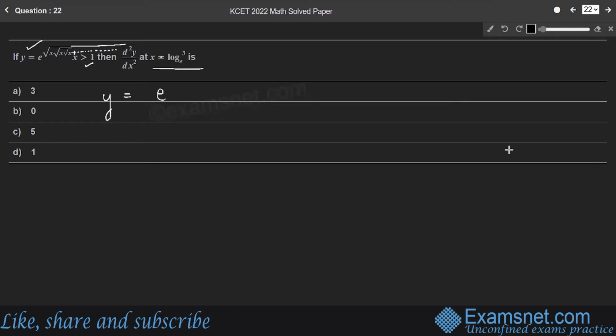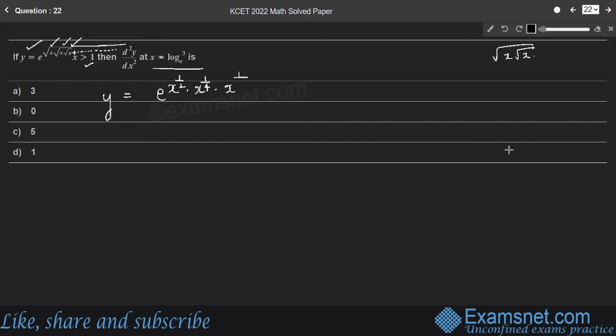e to the power of square root of x. Here we'll consider first the square root of x, which is nothing but x raised to 1 by 2. Into, we'll consider the second square root of x, which is square root of x into square root of x, which is nothing but x to the power of 1 by 4. The third x we'll consider, which is inside the square root, is x to the power of 1 by 2 into 1 by 2 into 1 by 2.